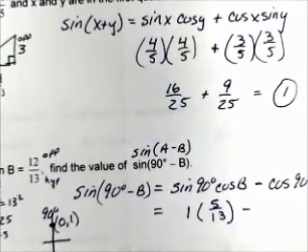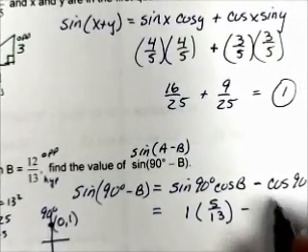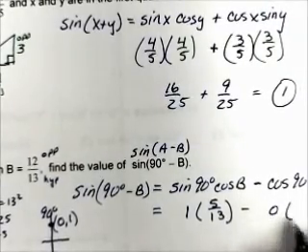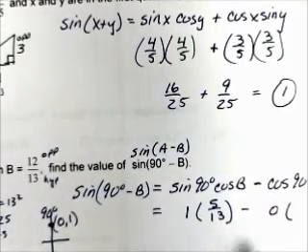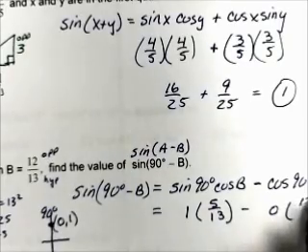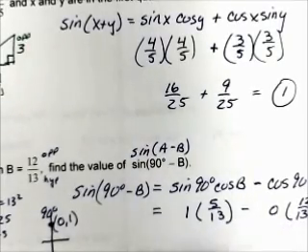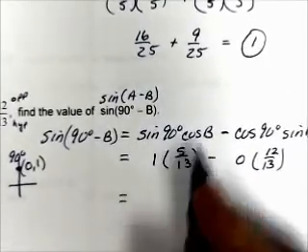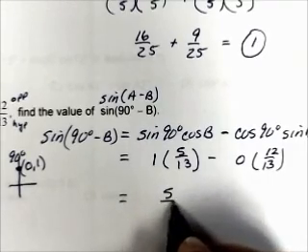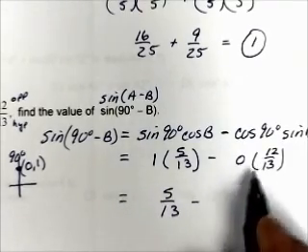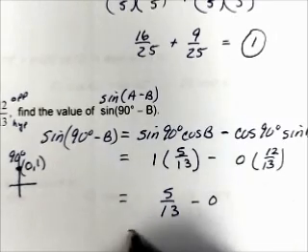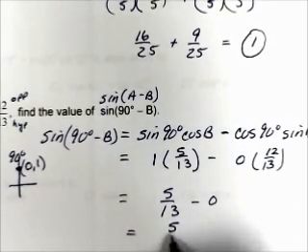The cosine of 90, that's the x value, 0. 0 times anything is going to result in 0, but sine of B is 12/13. So multiplying, 1 times 5/13 is 5/13, minus 0 times 12/13 is 0. So the value of the sine of 90 minus B is 5/13.